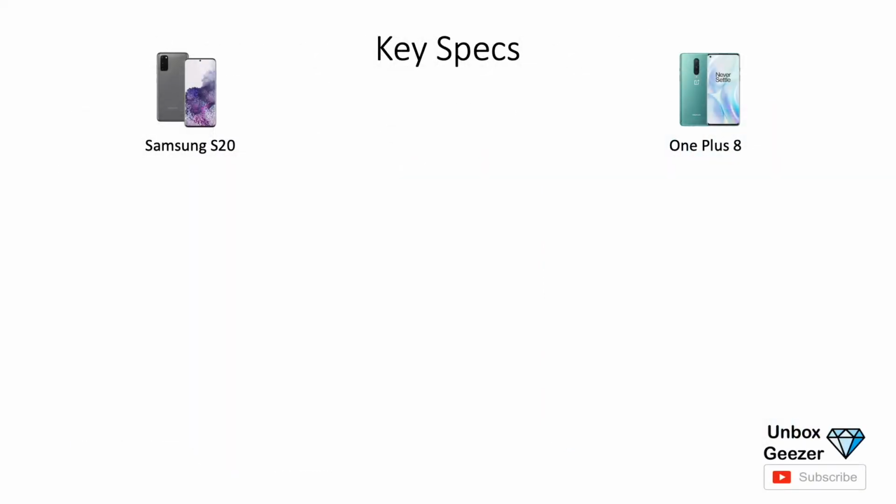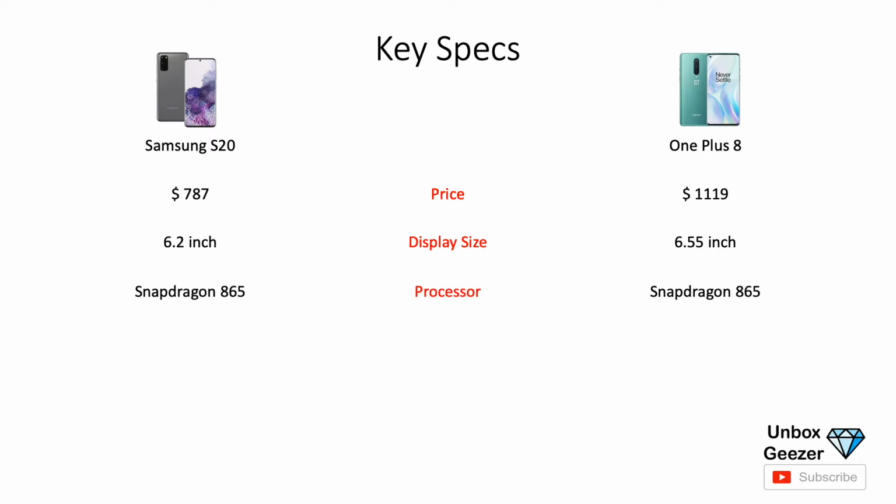Now let's go ahead and have a look at the first few key features of both phones. You've got the price, you've got the display, and you've got the processor. So there's a massive difference in price, roughly about $300. The OnePlus 8 is a flagship phone. It's priced at over $1,000. So for a flagship phone, you're supposed to get flagship features. Now let's see if that's true.